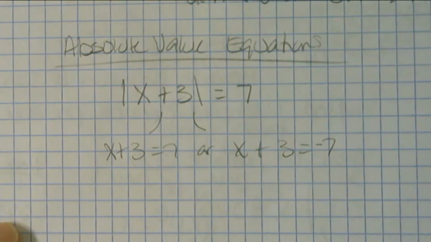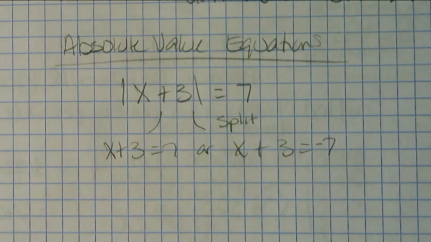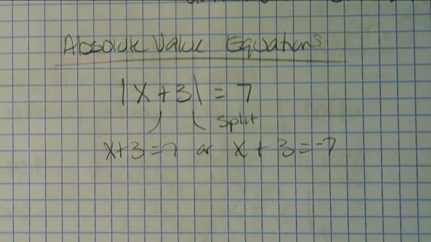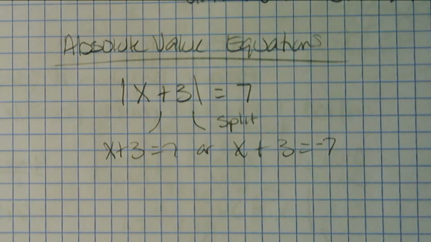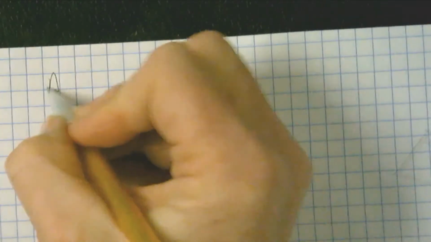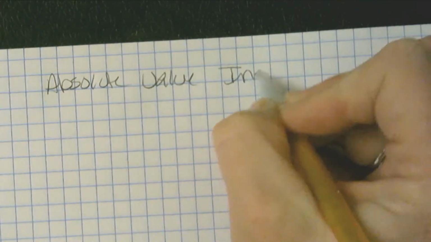How many of you guys agree with that? Yeah. We split. Okay. We are doing exactly the same thing, combining absolute value equations and compound inequalities. So I want you guys to keep in mind that we're marrying these two concepts together. Okay. So let's talk about absolute value inequalities.